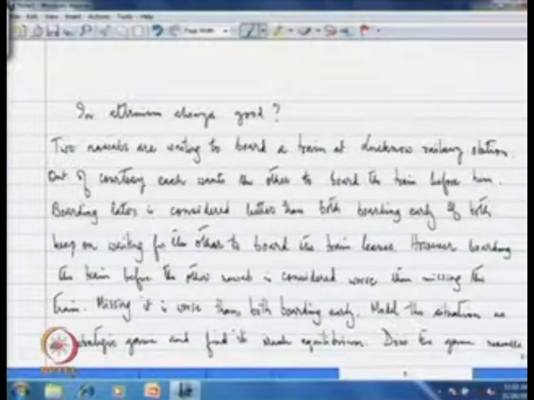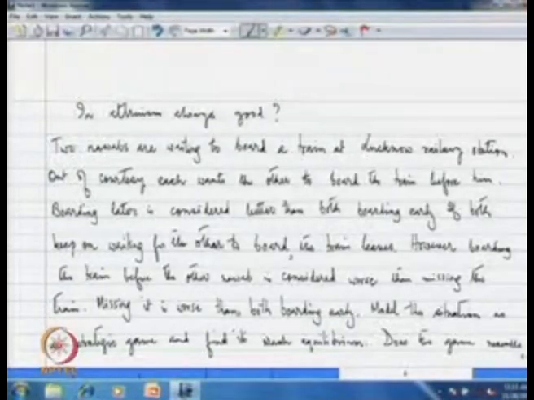Okay, so this is the question. Let me read out the question before we try to solve this. Two Nawabs are waiting to board a train at Lucknow railway station. Out of courtesy, each wants the other to board the train before him. Boarding later is considered better than both boarding early. If both keep on waiting for the other to board, the train leaves. However, boarding the train before the other Nawab is considered worse than missing the train. Missing it is worse than both boarding early.